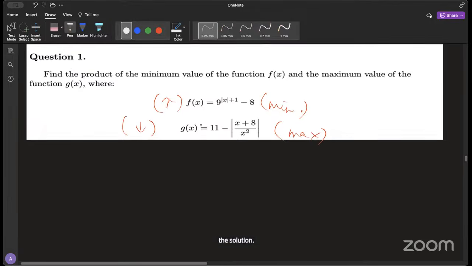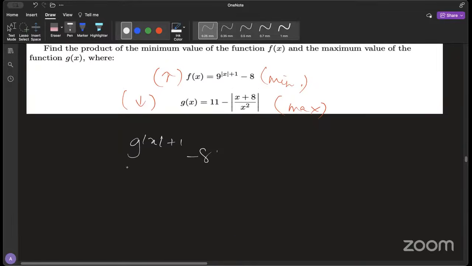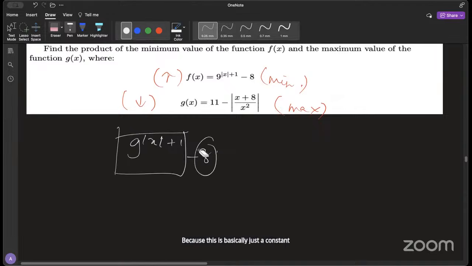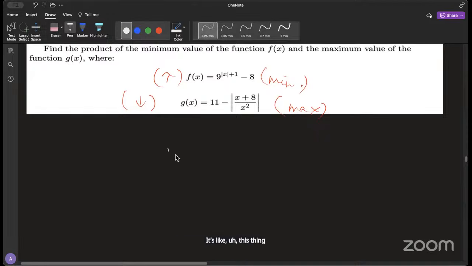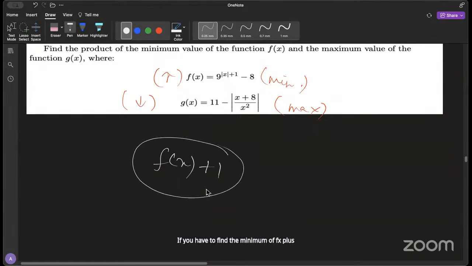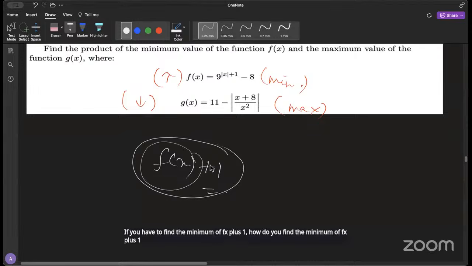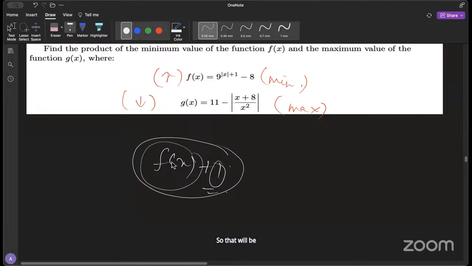First, you have to find the minimum of f(x), which is 9 mod x plus 1 minus 8. For you to find the minimum of this, you have to find the minimum of this thing, because this is basically just a constant. If you have to find the minimum of f(x) plus 1, how do you find it? You find the minimum of f(x) and then you add 1 to it, right? So that will be the minimum of f(x) plus 1.